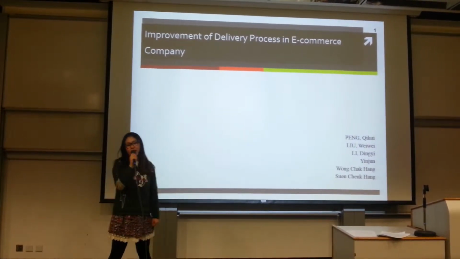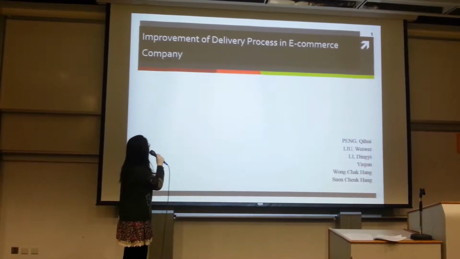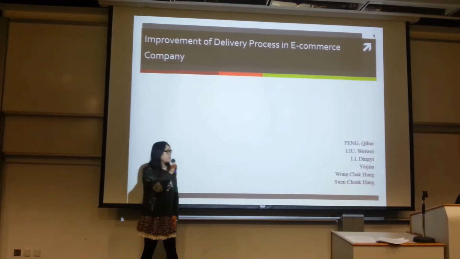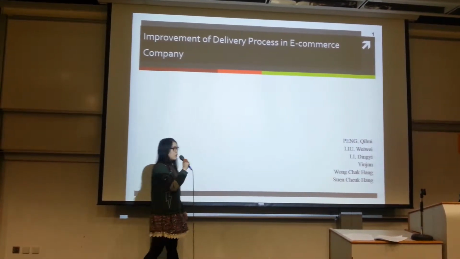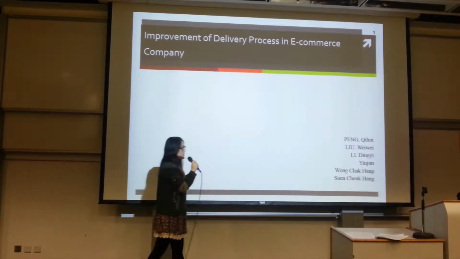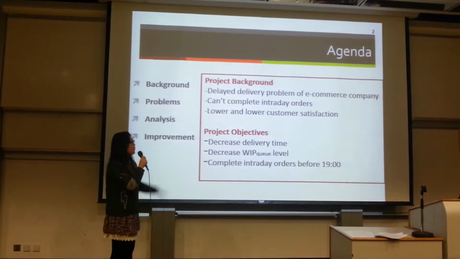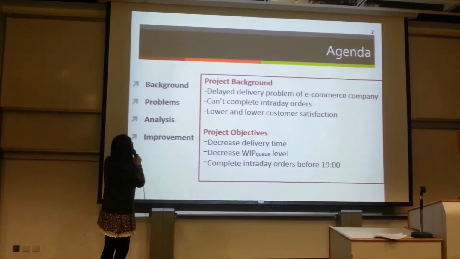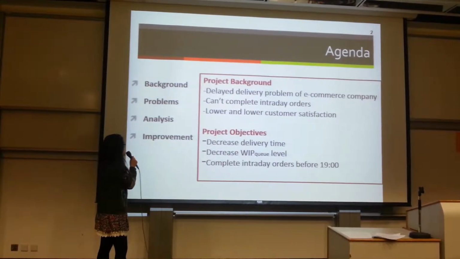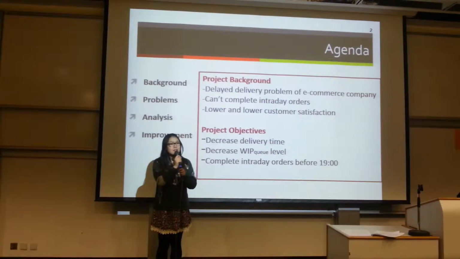The name of our project is Improvement of Delivery Process in E-commerce Company. We have 6 group members in our group. We'll list them there. And I will go to our agenda part to describe our project. I will describe our project in 4 steps. The first one is background, the second one is problem, the third one is analysis, and the last one is improvement. I will describe our project shortly.